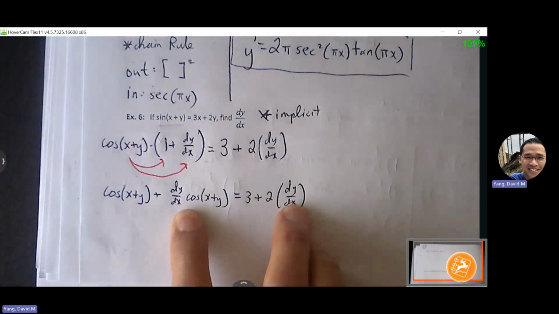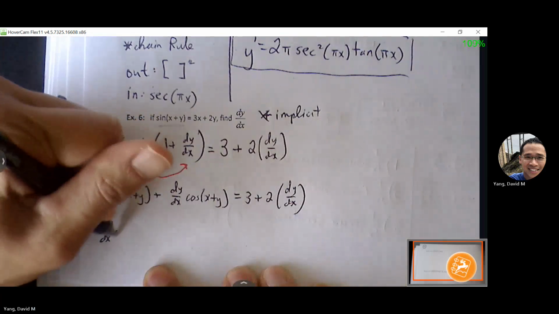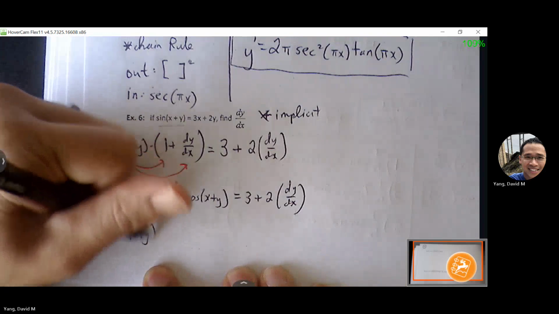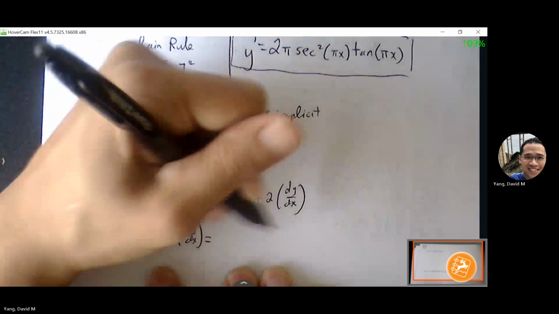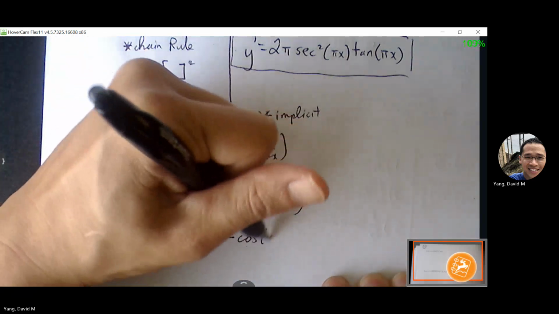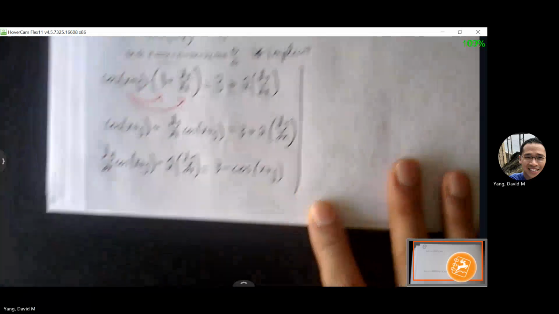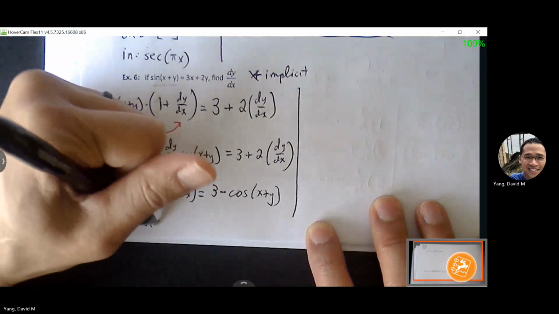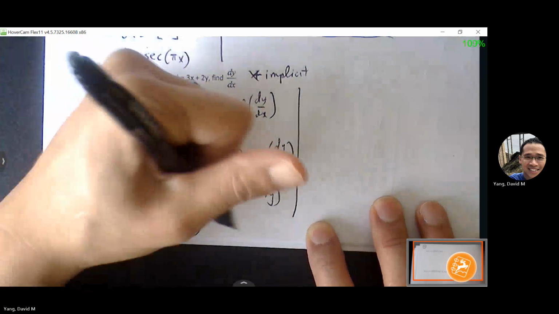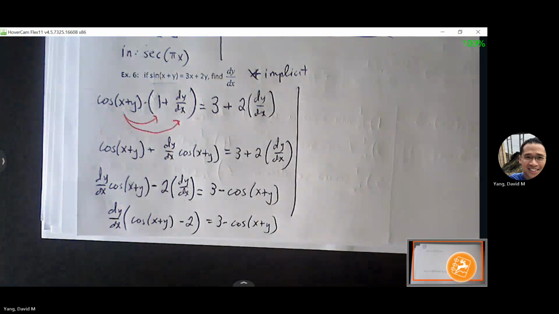I'm going to put these two terms on the same side and have the other terms on the other side. Okay, GCF can come out. Oh, sorry, dy dx can be factored out. Okay, simply divide the parentheses over.